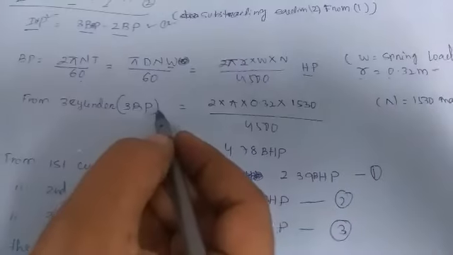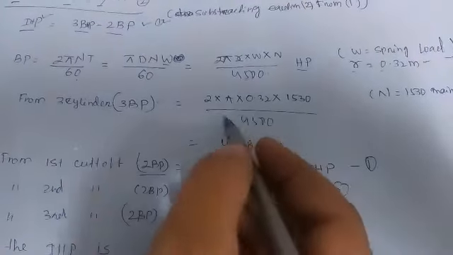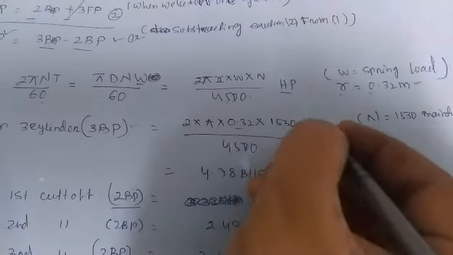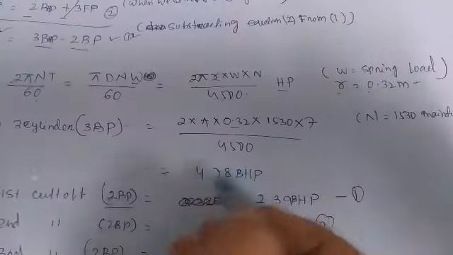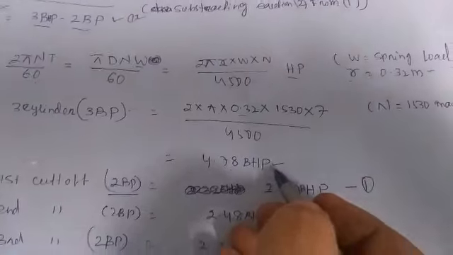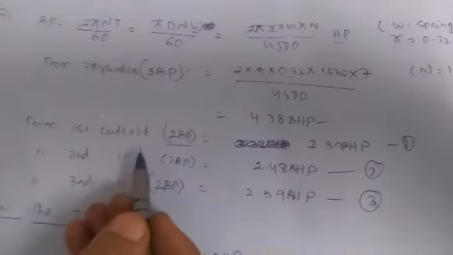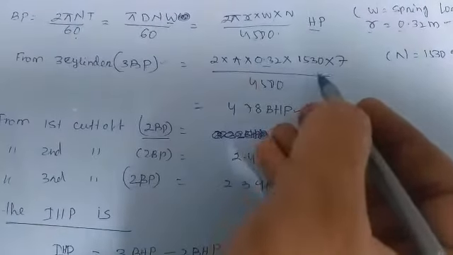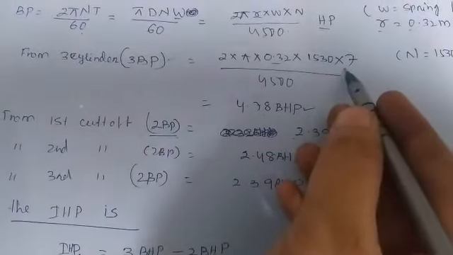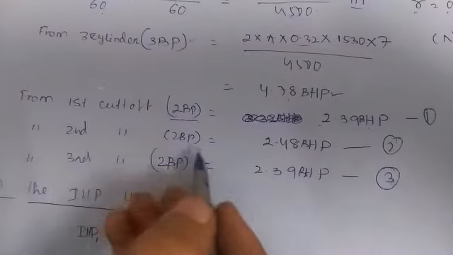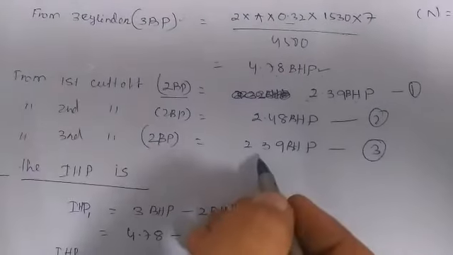When running all 3 cylinders, the 3-cylinder brake power is equal to 2 pi into 0.32 into 1530 into the load, which is given as 7. From this you get 4.78 brake horsepower, converting watts to horsepower. Then when you cut off the first cylinder, the brake power generated is 2.39 horsepower; putting the load of 3.5 into 2 pi NT by 60 gives 2.39 brake horsepower. Similarly, for the second cutoff you get 2.48 brake horsepower, and for the third cutoff 2.39 brake horsepower, using these loads with RPM constant.